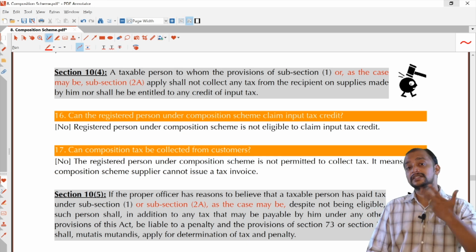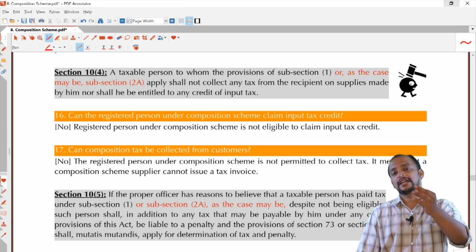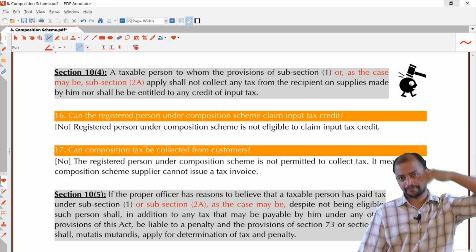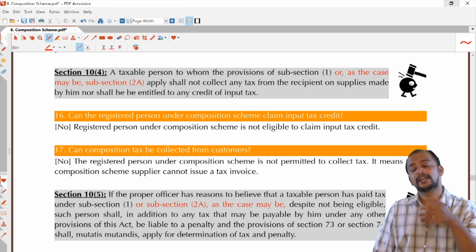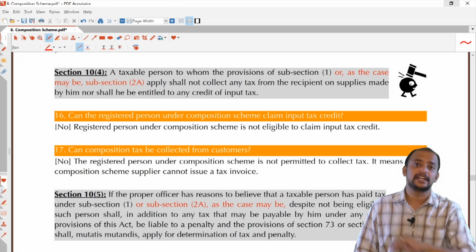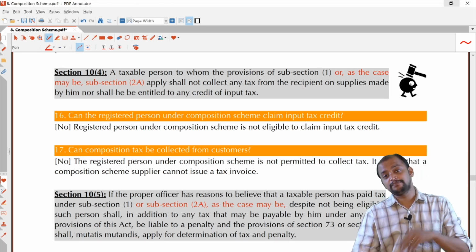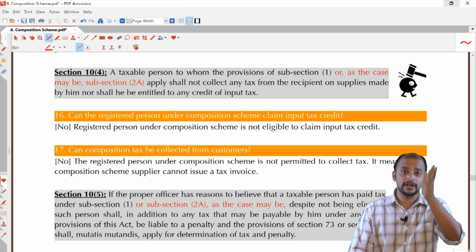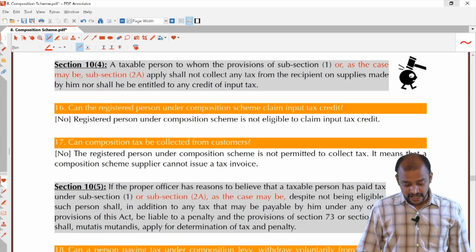Thereafter, can you collect GST from your customer? No, you cannot collect GST from your customer. Say, for example, by mistake you collected. You are not supposed to collect composite tax from your customer. By mistake you have collected. Can he take it as ITC? No, it is a blocked credit. He cannot take it as ITC. First of all, you are not supposed to collect. But having collected, he paid, and can he take it as ITC? No, it's a blocked credit.